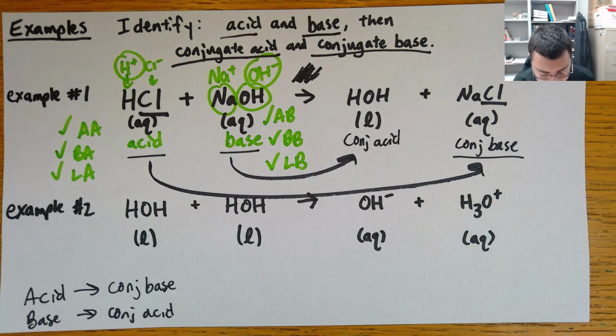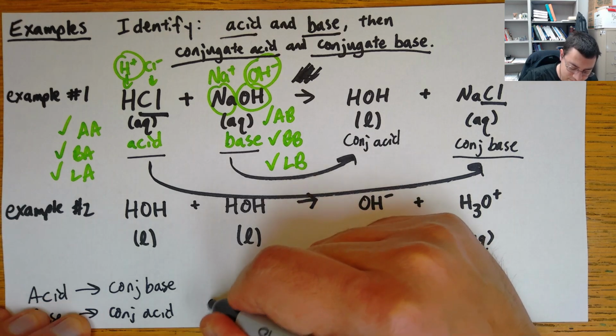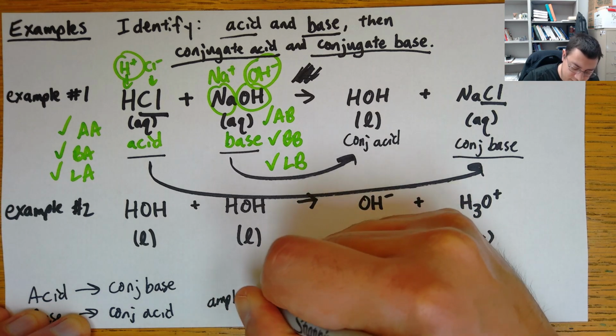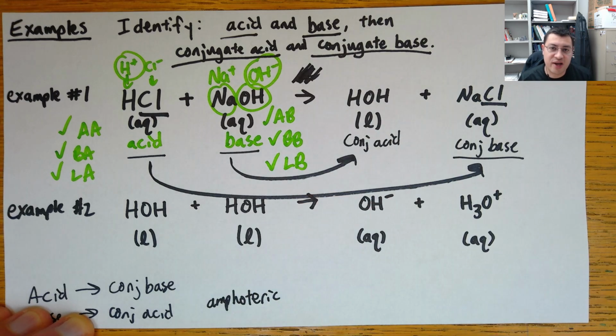Example number 2. This one's a funny one. I wanted to show an interesting characteristic of water. Water, here's a new vocabulary word, is an amphoteric substance. Okay, like amphibians, amph meaning you can go like more than one way. Okay, amphibian, like a frog, can live in water or on land.